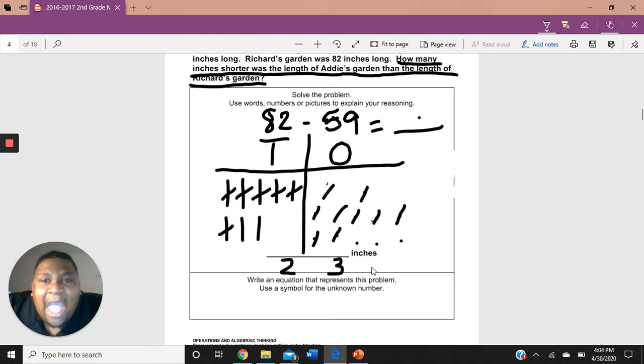So how many inches shorter was the length of Addie's garden than the length of Richard's garden? So we can say that Addie's garden was 23 inches shorter than Richard's garden because we used our place value strategy to solve that problem.